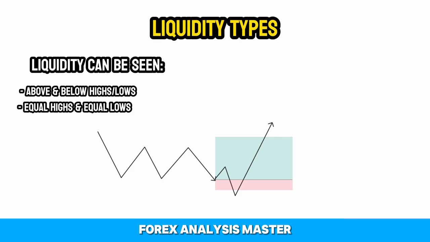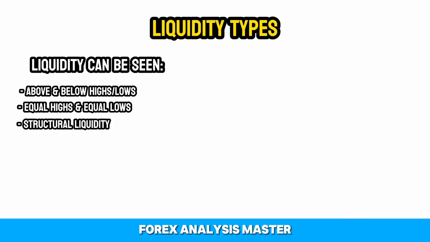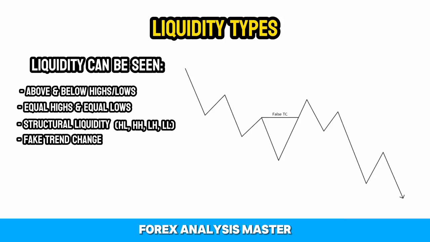The next type of liquidity is the structural liquidity. They can be structural areas on the higher lows, higher highs, lower lows. We will present it in detail very soon. Another type of liquidity is the false or fake trend change. This is met when a market creates a false change of character. As an example, it goes from a downtrend and creates a change of character into an uptrend, but the uptrend does not hold, and the price quickly continues the downtrend.